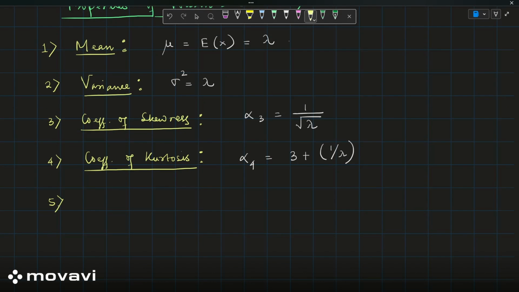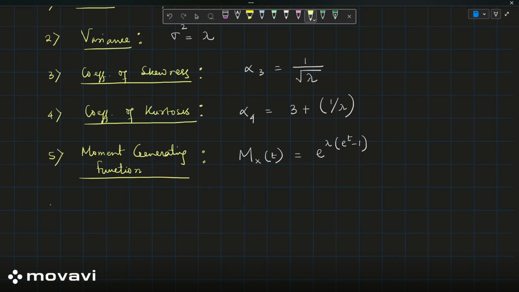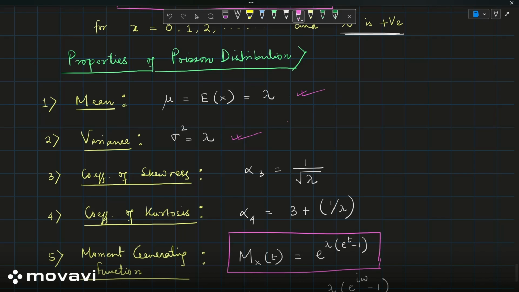The fifth property is the moment generating function. The formula for this is M_X(t) equals e to the power lambda times (e to the power t minus 1). And the last property, the characteristic function, can be remembered from the moment generating function itself. This is phi_X(omega) equals e to the power lambda times (e to the power i omega minus 1). Just replace i omega in place of t. So the moment generating function you will have to remember, and this mean and variance you will have to remember.